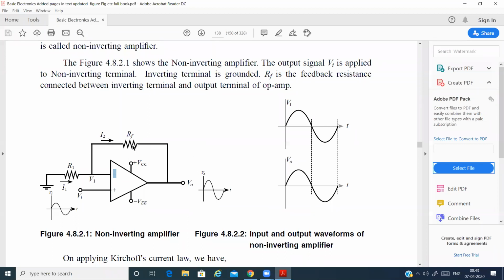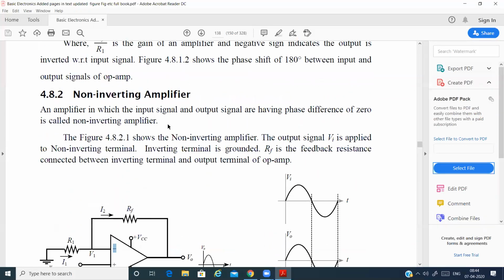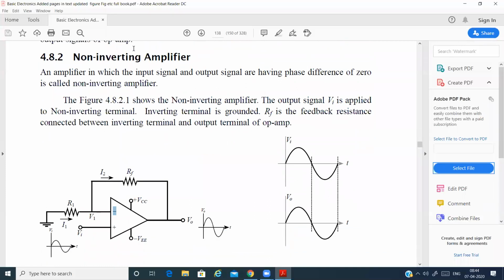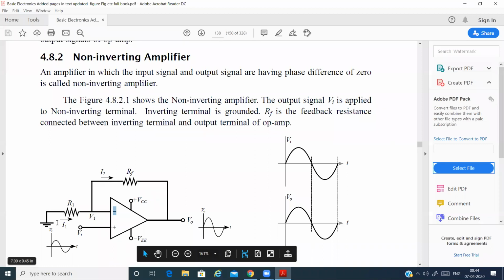So we will be adjusting the gain by adjusting the feedback resistors. RF and R1 are the main two resistors which play an important role in adjusting the gain. Now as we are starting with the non-inverting amplifier, non-inverting means positive terminal. So the positive terminal will have the input and the negative terminal will be grounded.